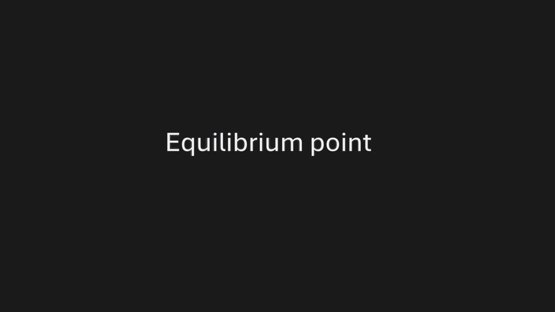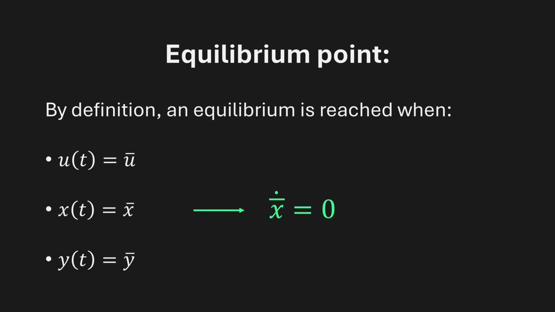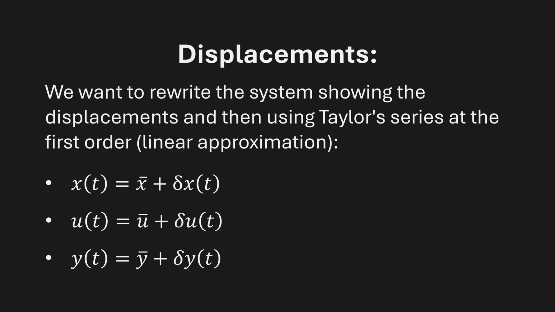Near an equilibrium point, we can linearize a system. By definition, an equilibrium is reached when u of t equals u constant, x of t equals x constant, and y of t equals y constant, so when the output and the state are steady when the input is steady. Naturally, when this is true, then necessarily also x constant dot is equal to 0, since it is constant. Let us now show the displacements. To linearize, we rewrite the system showing the displacements and use Taylor series at the first order, which is a linear approximation.